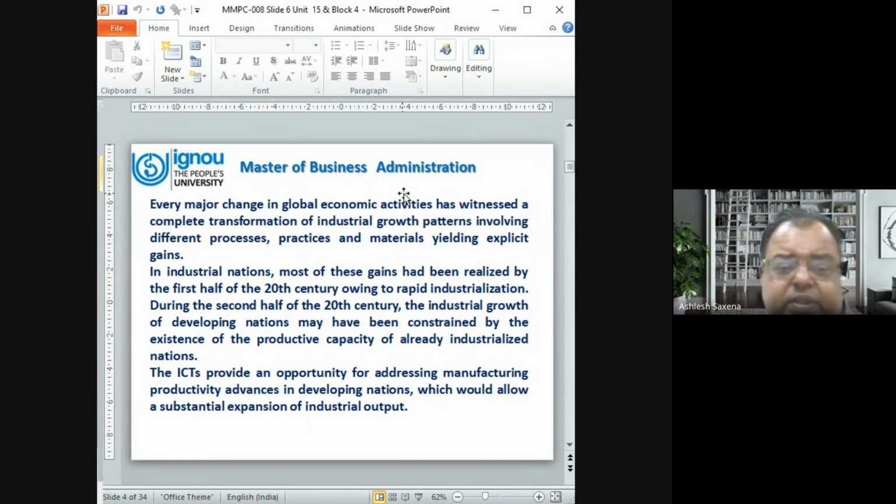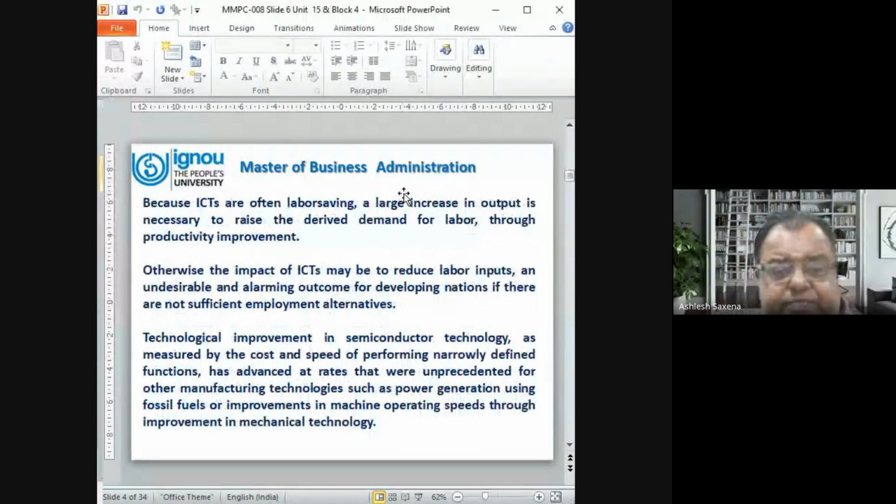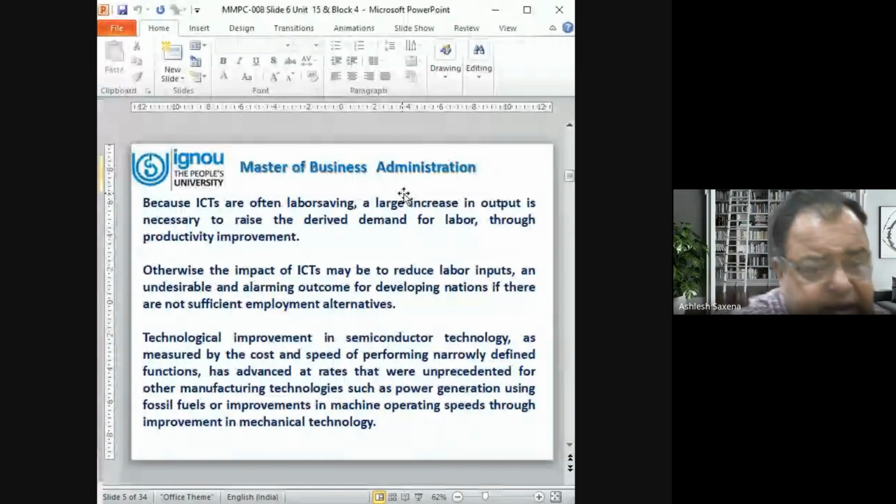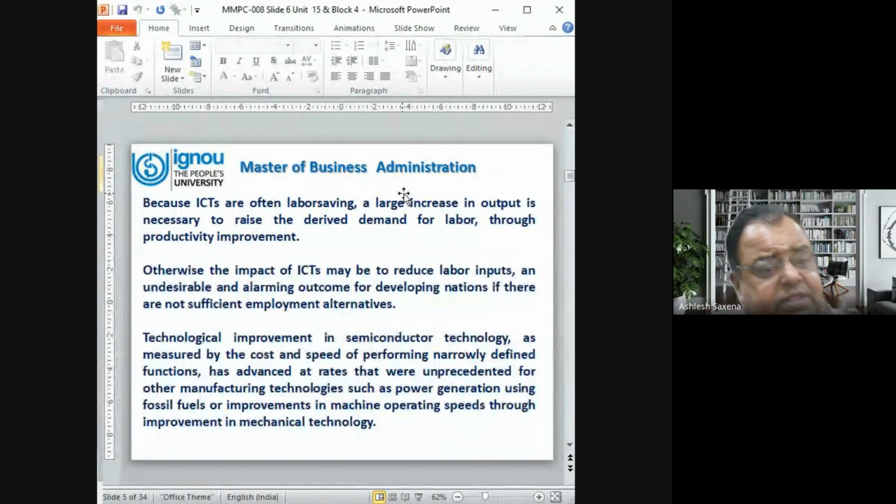industrialized nations. The ICT provides an opportunity for addressing manufacturing productivity advances in developing nations, which would allow a substantial expansion of industrial output. Because ICT are often labor saving, a large increase in output is necessary to raise the derived demand for labor through productivity improvement. Otherwise, the impact of ICTs would be reduced labor inputs, an undesirable and alarming outcome for developing nations if there are not sufficient employment alternatives.